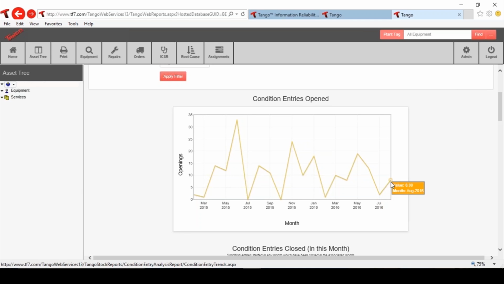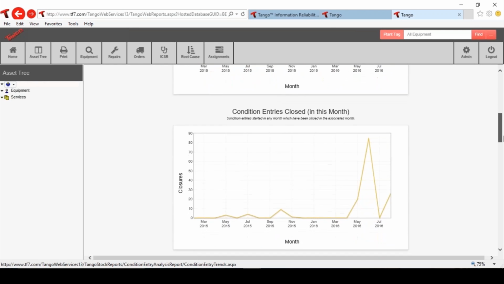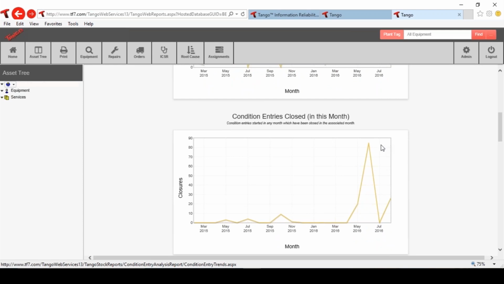So anyway, condition entries open. So this is telling me that there's 33 opens, 14 opens. So this is every month and how many condition entries you've opened each month. 2 were opened in July, August.